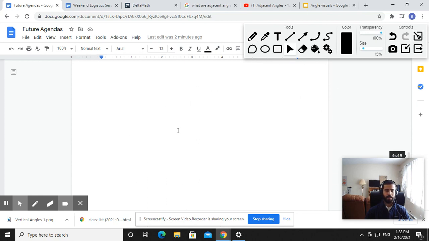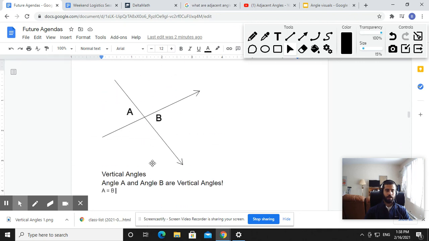Okay, so I'll go back to the top one. And if you're not feeling creative for your notes, just copy this exactly as it is. If you are feeling creative, try to make up your own vertical angles. Draw them yourself, and you're going to remember all the better for that reason.